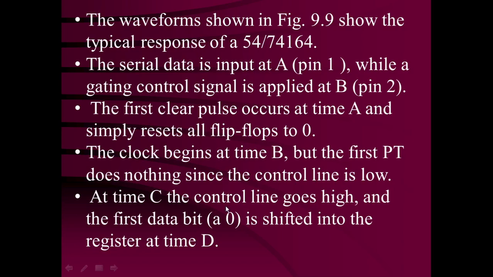At time C, the control line goes high. Now it is activated. The NAND gate becomes enabled at time C, and the first data bit is 0. The first data bit, 0, is shifted into the register at time D. At time D, the first positive transition of the clock will occur, and the data bit 0 will be shifted into the first flip-flop, that is, QA is going to be entered with the 0.